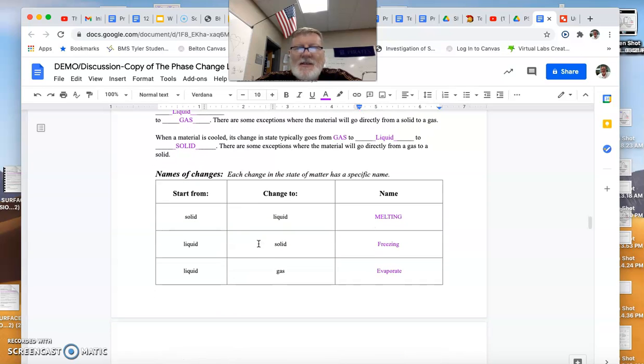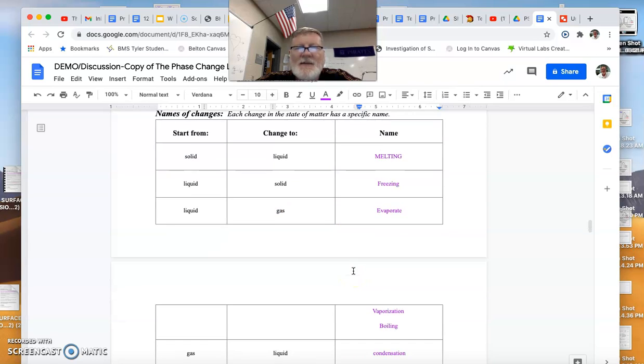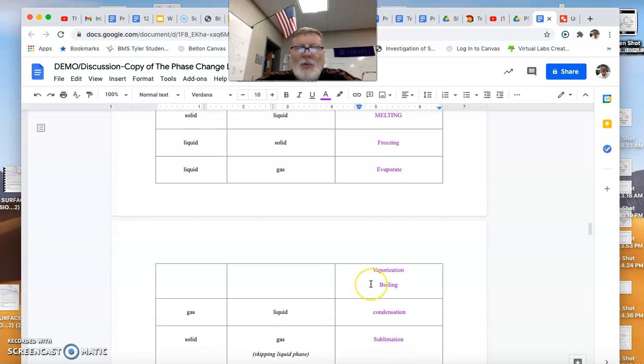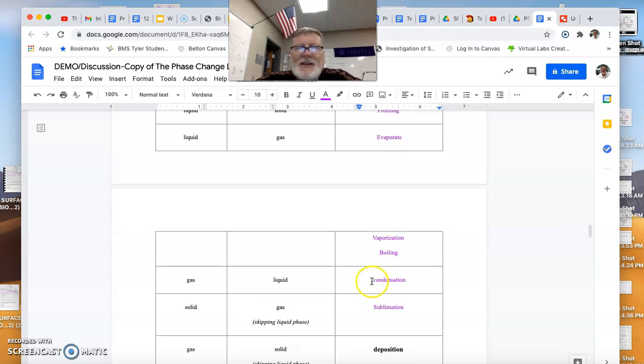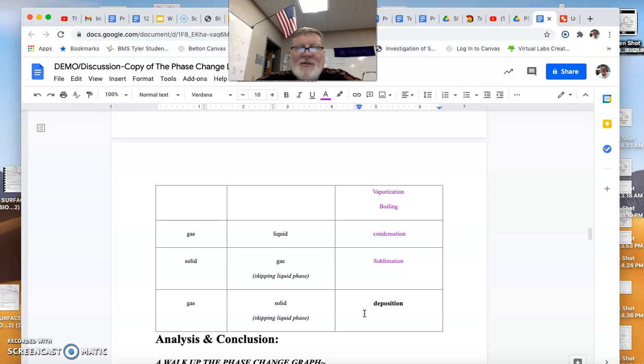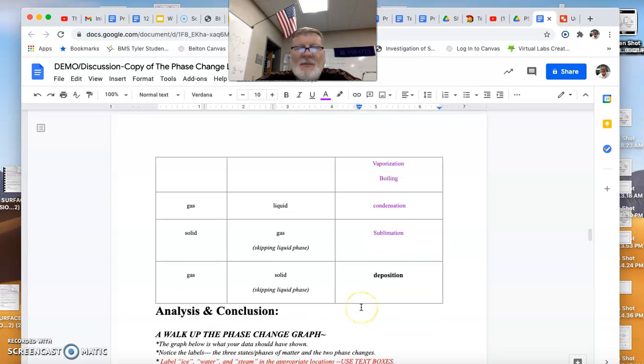Name the changes. And so when we go from a solid to a liquid, that is melting. A liquid to a solid is freezing. A liquid to a gas is evaporation, vaporization, or boiling. A gas to a liquid is condensation. A solid to a gas, so it skips the liquid, is sublimation. And a gas to a solid, skipping the liquid, is called deposition.